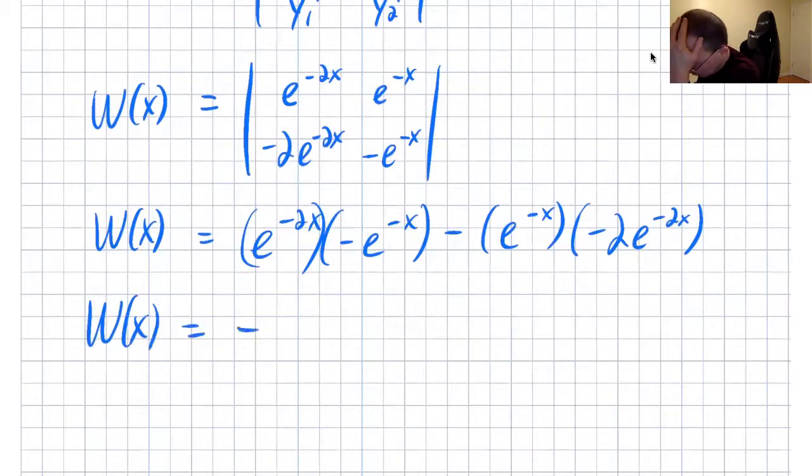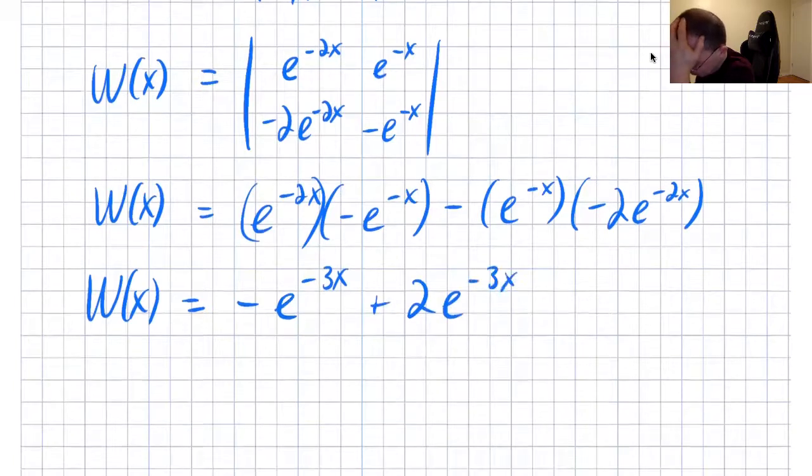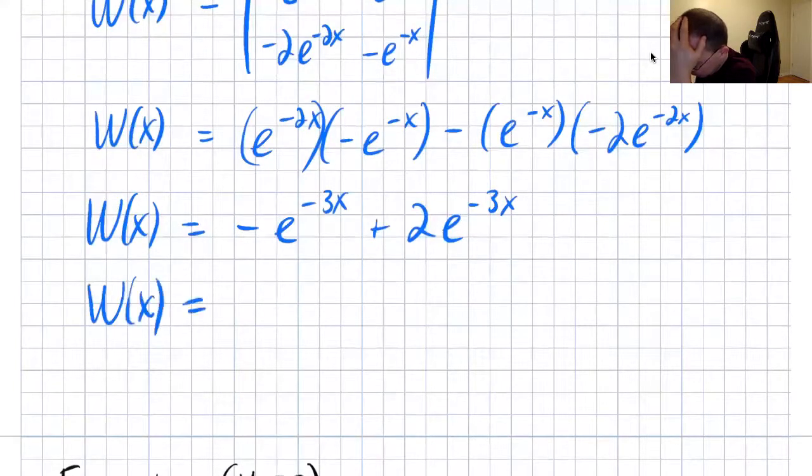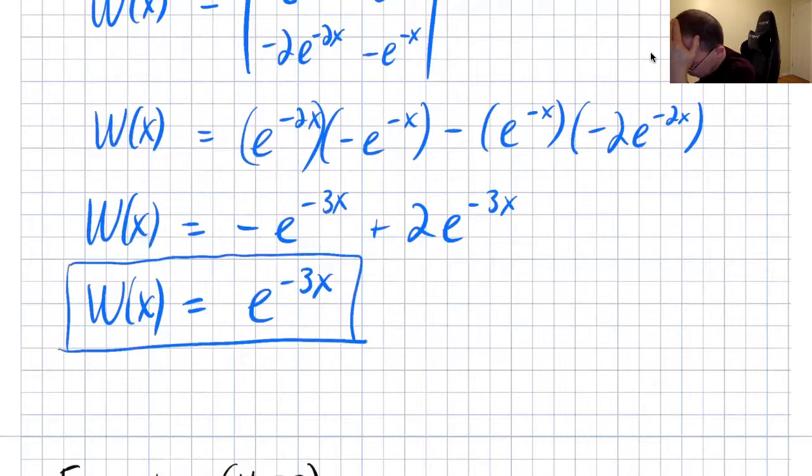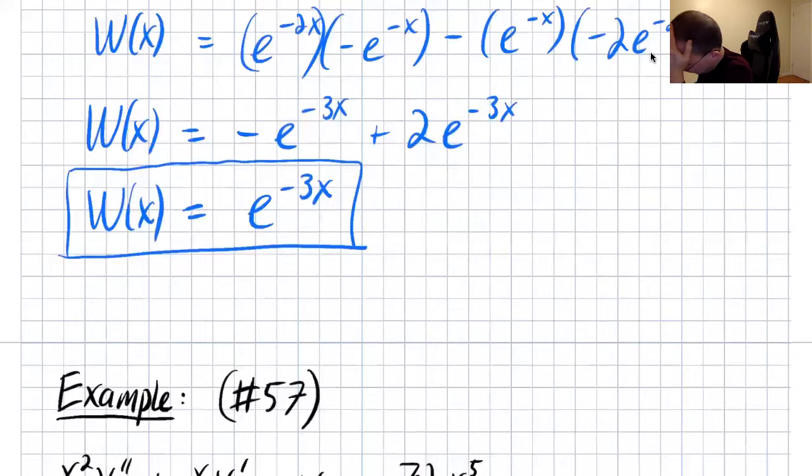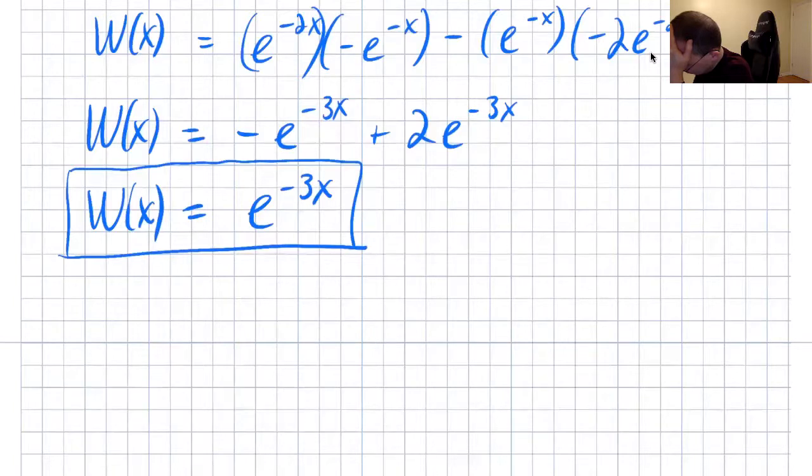Let's see, so we get negative e to the negative 2x. So we add exponents, right? So we get negative 3x. And then plus 2 e to the, again, we add exponents, so we get negative 3x. So then the Wronskian is going to be e to the negative 3x. Okay, that's it. That's the Wronskian that we needed. And now we can figure out our other stuff. Let's see, add a page.